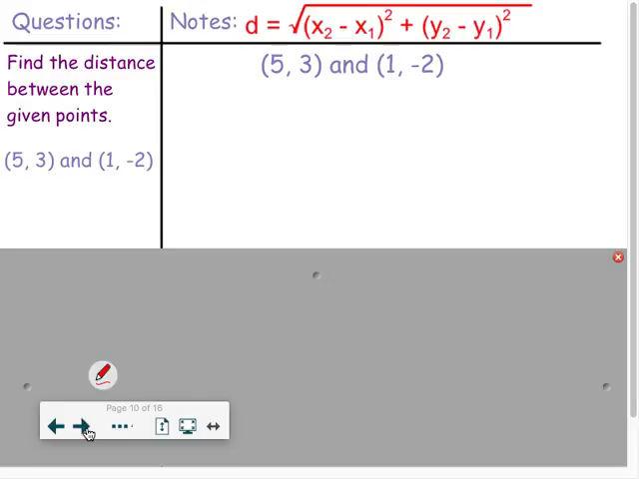Our first example says find the distance between the given points, (5, 3) and (1, -2). The first thing I'm going to do is label my ordered pairs: x1, y1 for the first ordered pair, and x2, y2 for the second ordered pair. Remember that your ordered pairs always have an x coordinate followed by a y coordinate. Now it's just a matter of plugging these into the distance formula, and solving this huge square root.